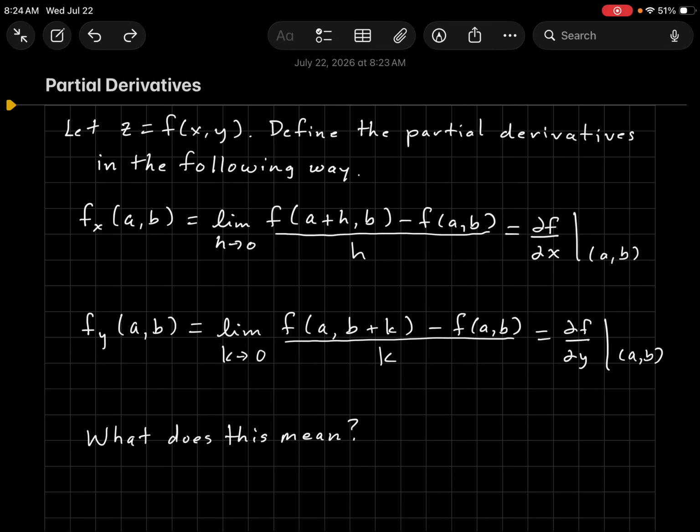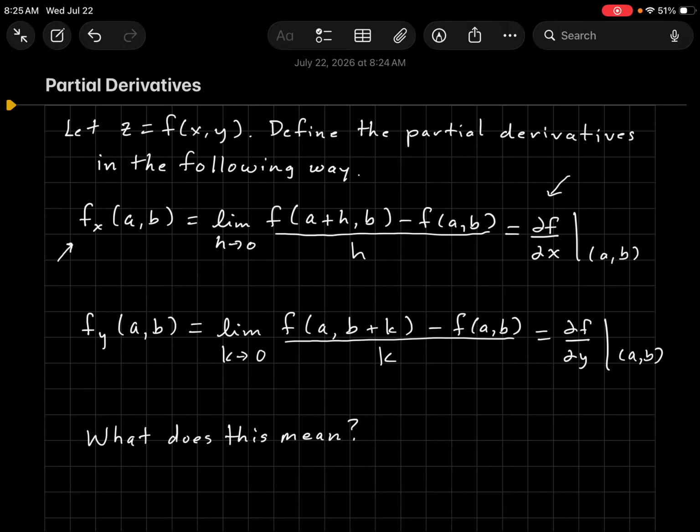Partial derivatives. Consider the function z equals f of x, y. We want to define the partial derivatives in the following way. And notice the two different notations that are used. So the partial derivative with respect to x is the limit as h goes to 0 of f of a plus h comma b minus f of a comma b all over h. And the notations are either f with a subscript x or something that looks like df dx, but the d's sort of look like backwards sixes.